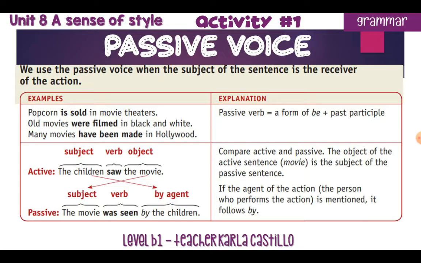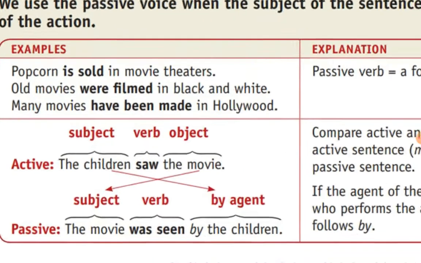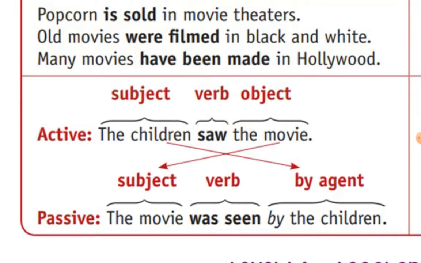Active sentence, for example, the children saw the movies. Give me a movie. I can't remember a movie right now. Okay, let me check on my Netflix. Well, forget it. Movie. Cinderella. The children saw Cinderella. Okay. The main thing is the movie. In this case, the movie, which is Cinderella, was seen by the children.